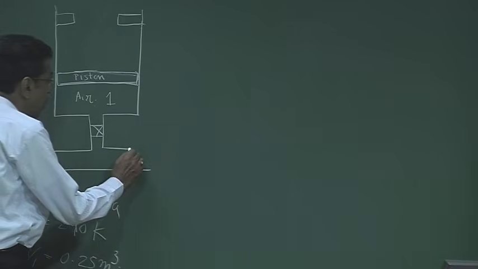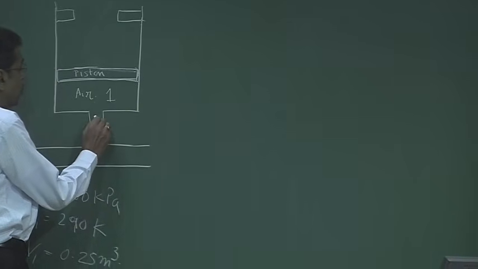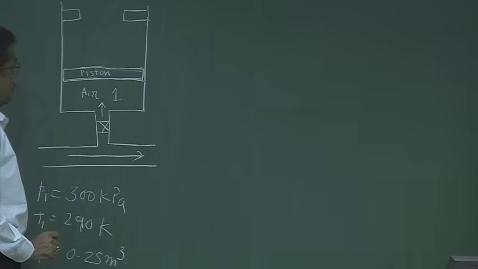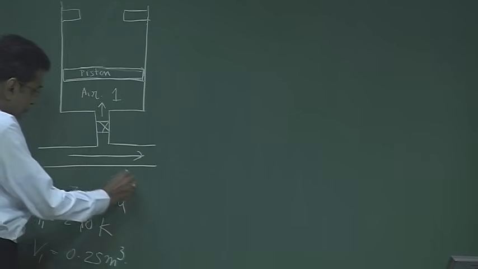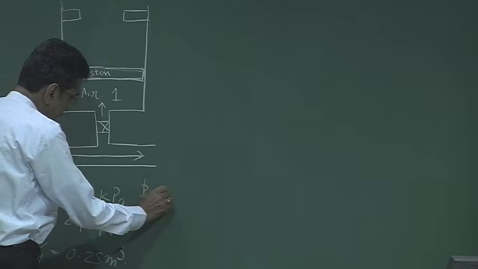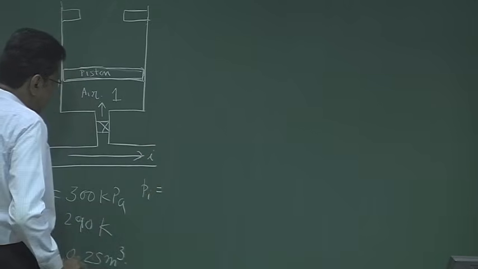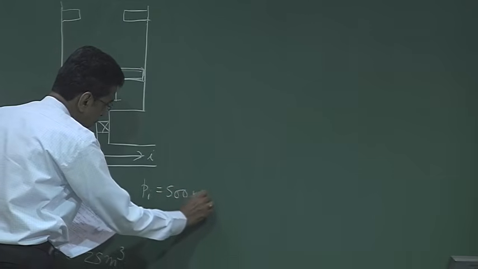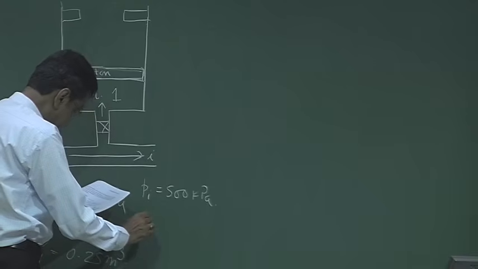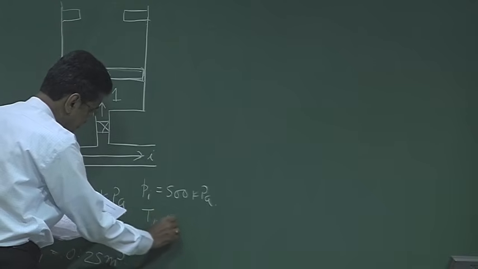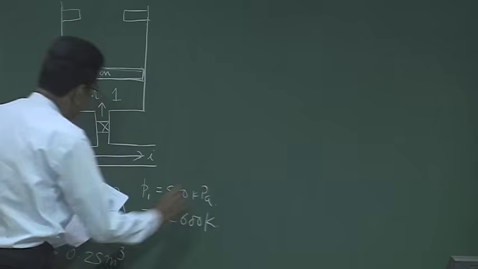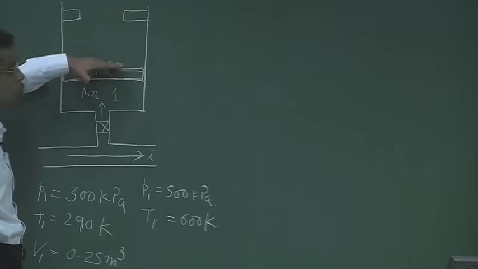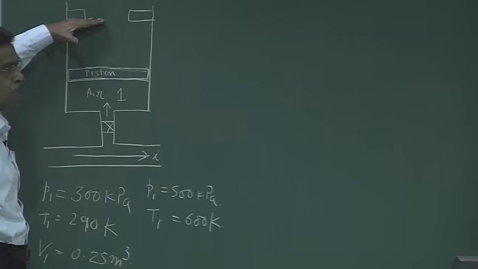Now what is the problem? The problem is this: air flows through this. When the valve is open, air in the line flows through into this cylinder. So the line pressure Pi, state i, is 500 kilopascals. The line temperature Ti is 600 Kelvin. This is given. Now the problem is that as soon as the air enters, the mass loaded piston goes up and it hits the stop.